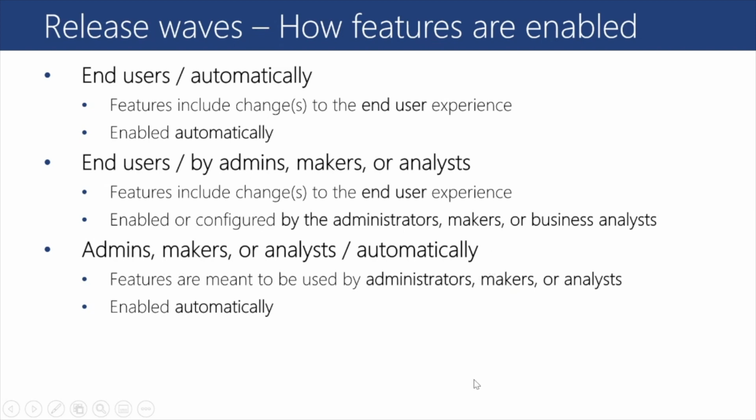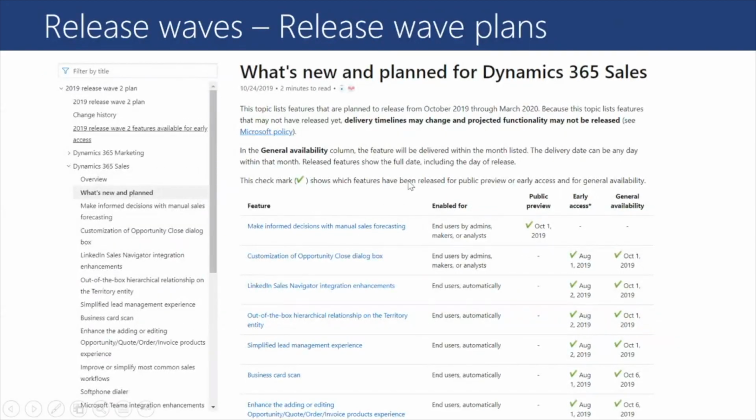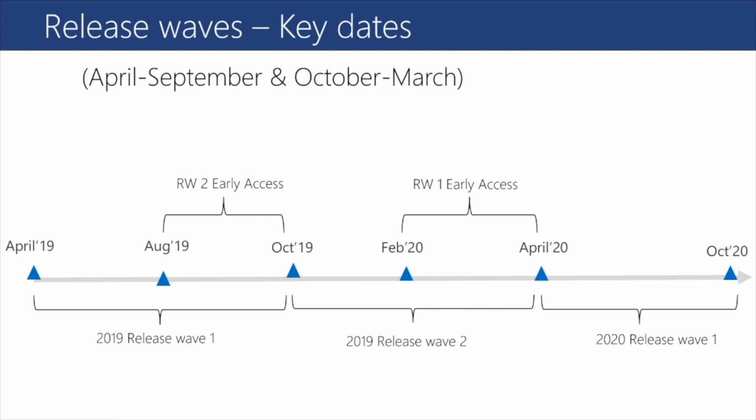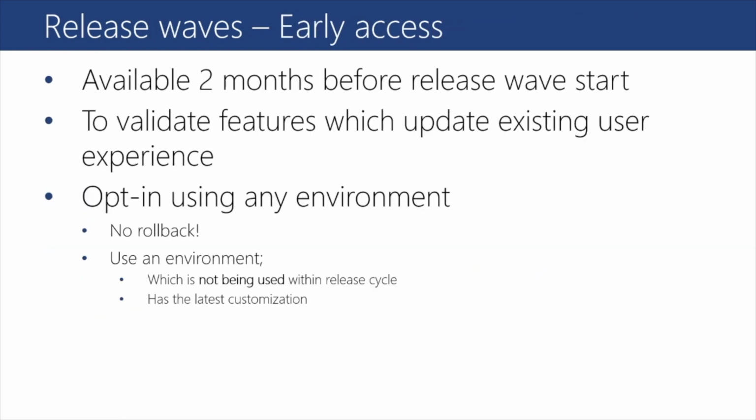So when you check the release plans, maybe I can go back a little bit. You can see for each feature we are specifying this information. Okay, and of course we are also specifying when we are going to release those for the public preview, for the early access, or for general availability. Let me go back to my presentation, to the current slide.